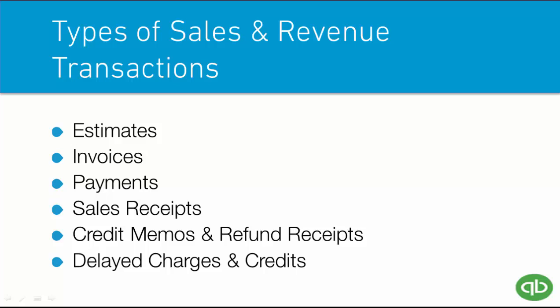A sales receipt is used when you receive payment at the time of sale. It increases income and increases either a bank account or undeposited funds. Credit memos are used when a customer returns something or negotiates a lower price. This creates a credit in AR that can be used against future invoices. Refund receipts are also used when a customer returns something, but with a refund receipt, you're refunding their payment.